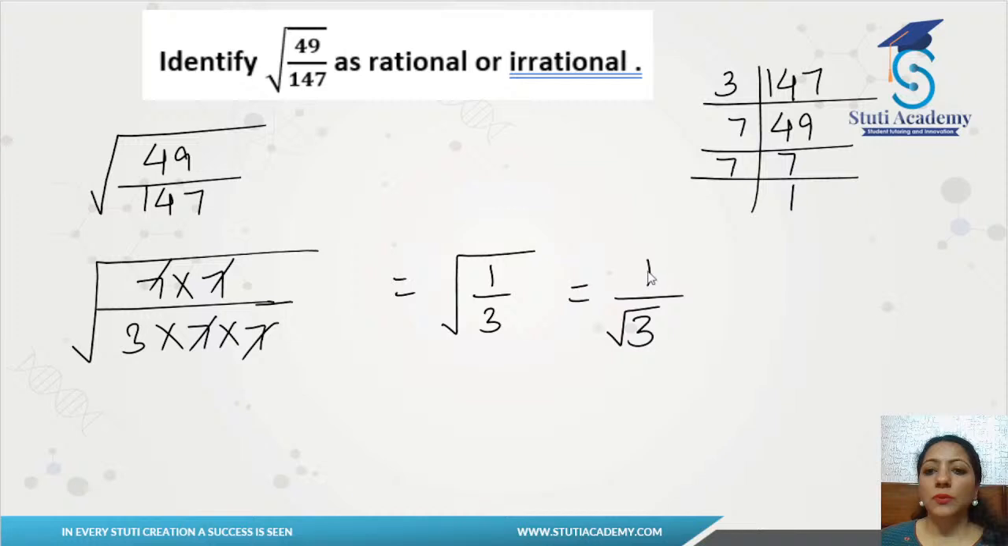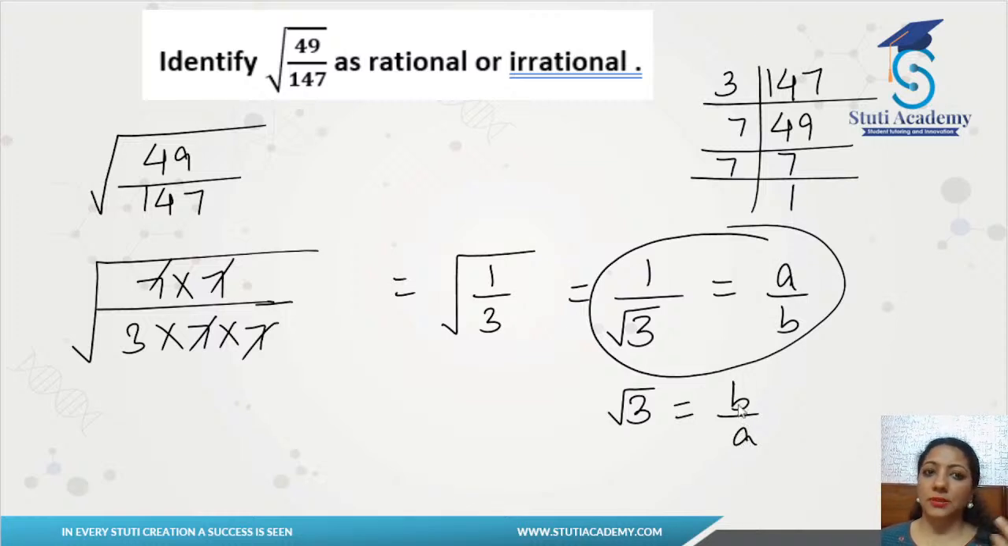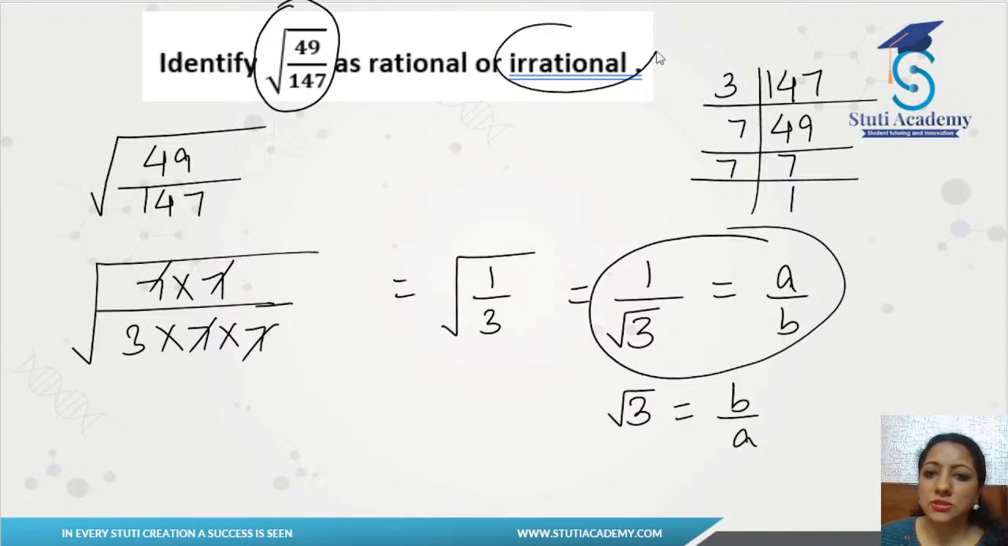Now here we have 1 upon square root of 3. It is an irrational number. As we've discussed earlier, if we take this as a rational number, it will be in the form of a upon b, and then let's take reciprocals on both sides. We are going to get square root of 3 is equal to b upon a. So square root of 3 is in the form of p by q. It's a rational number, but that's a contradiction. We already know that square root of 3 is an irrational number. Therefore, this given number is irrational.